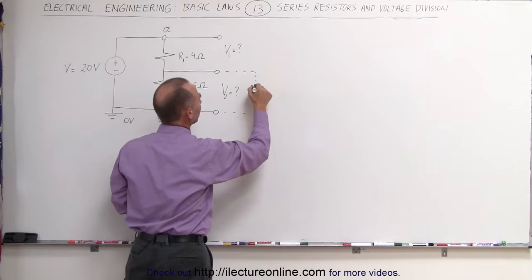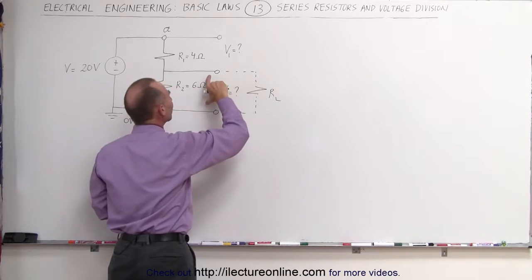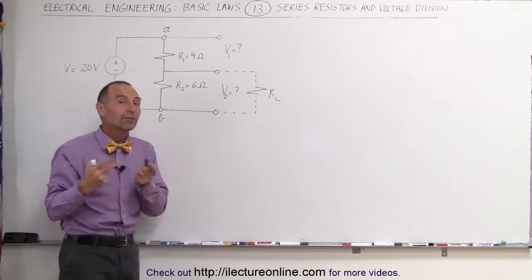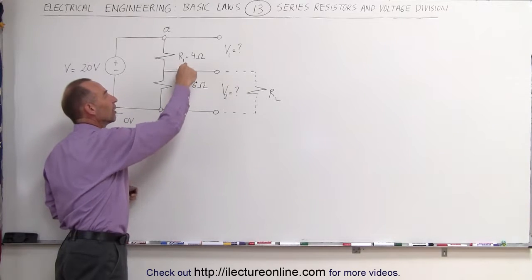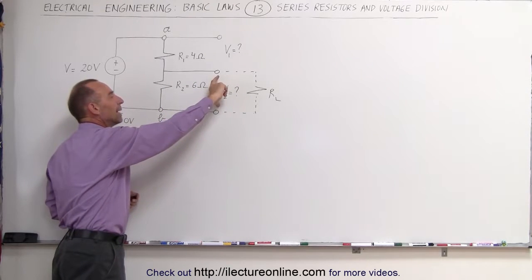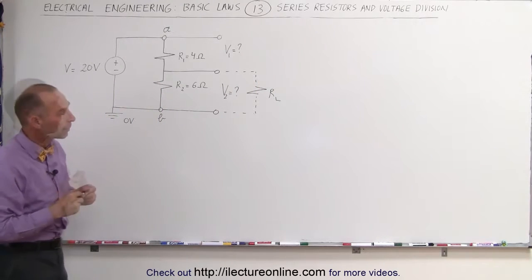Let me try that better here. There we go. Here's my load resistor. We could put a load resistor on V2 if the load resistor requires a voltage less than the 20 volts. And by picking the right combination of R1 and R2, we can then make this to be the correct voltage for the particular reason that we want it for.